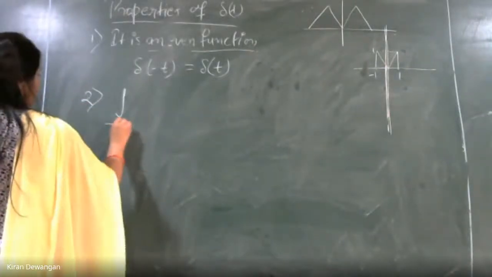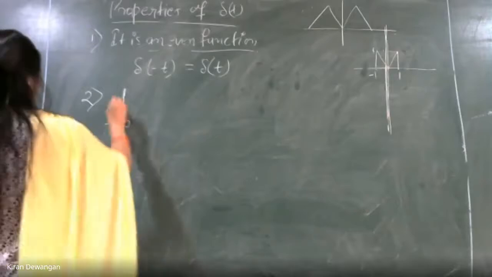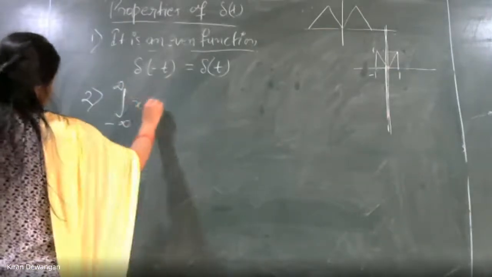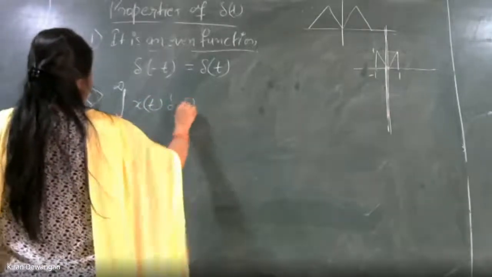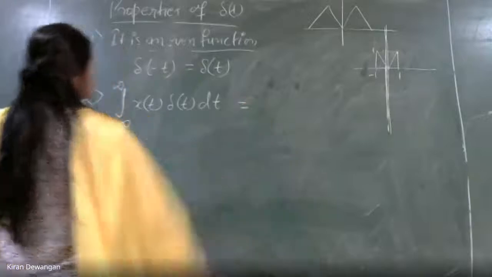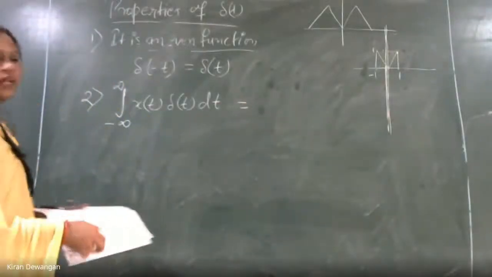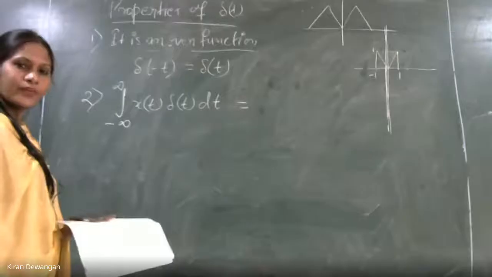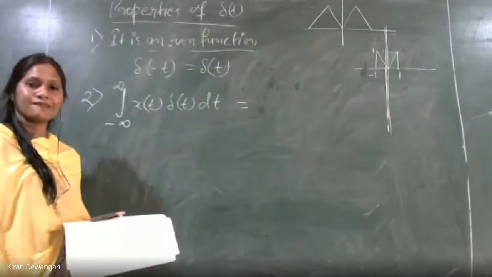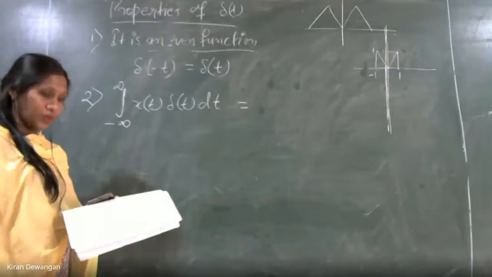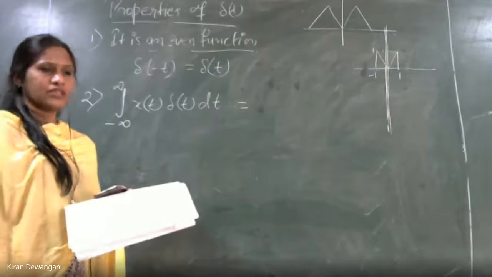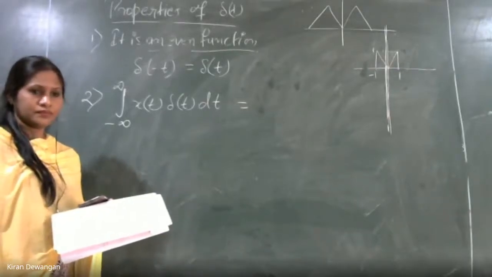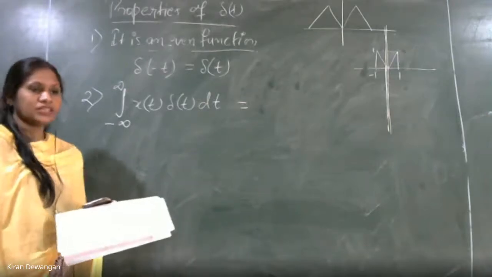Next is the second property. Integration from minus infinity to infinity of x of t into del t dt is equal to what? Can anyone guess this answer? 0. 0 क्यों? मैम सिर्फ t इक्वल टू 0 पे ही फंक्शन एग्जिस्ट करता है शायद. But at t equals to 0, del t is 1. It's not 0.